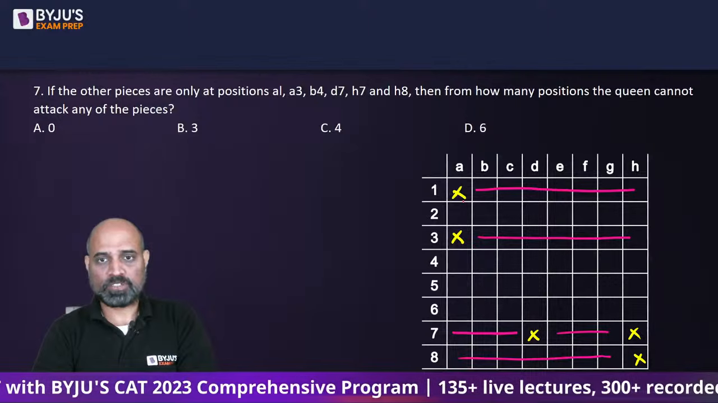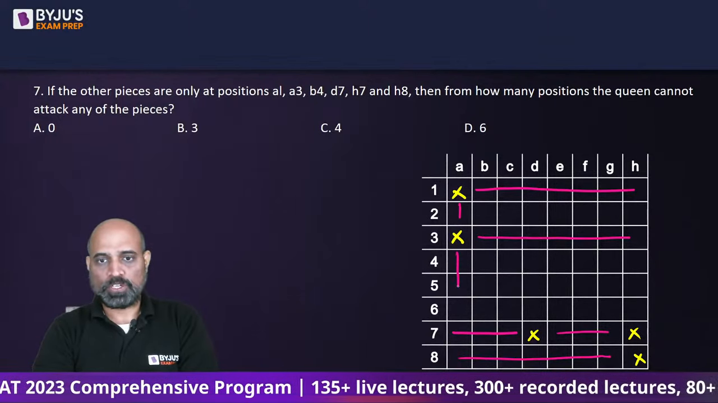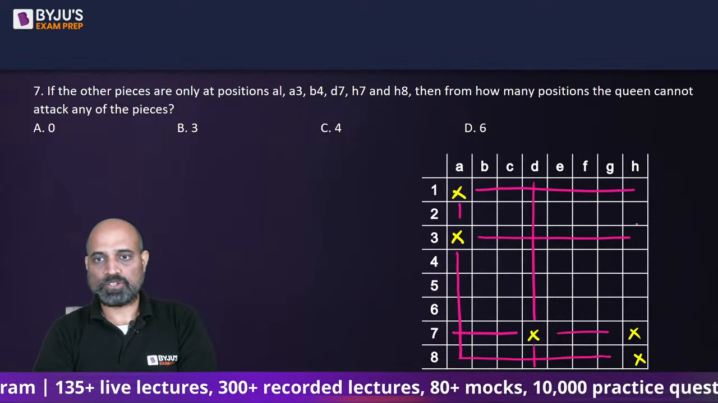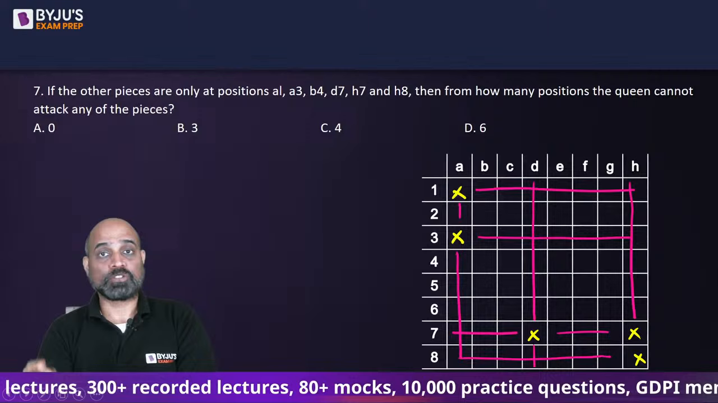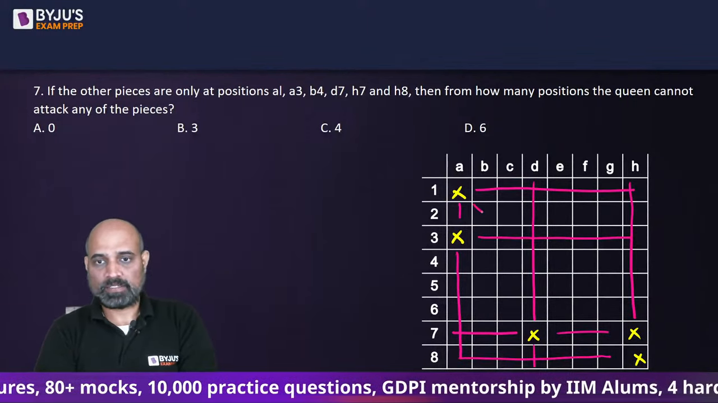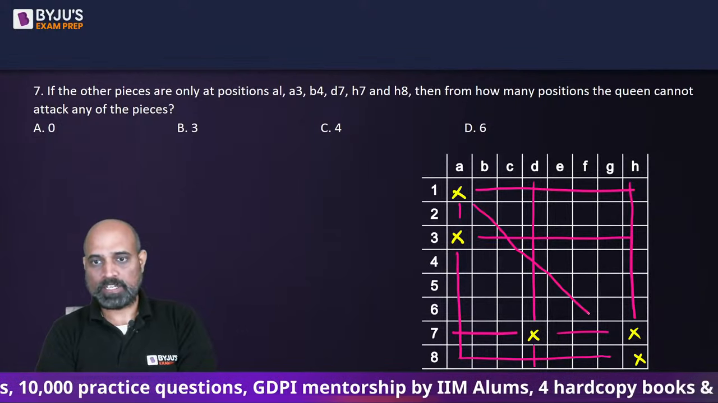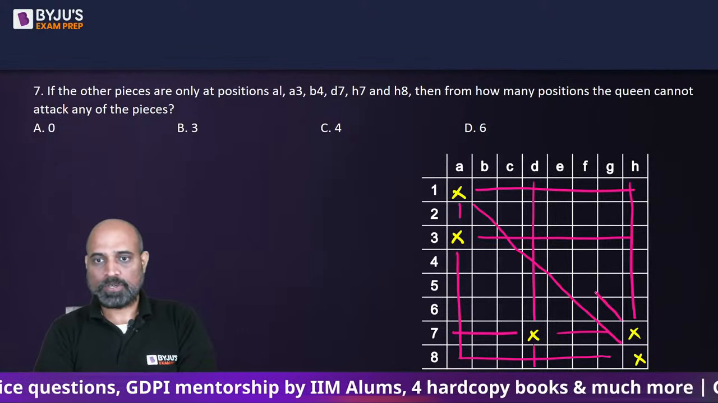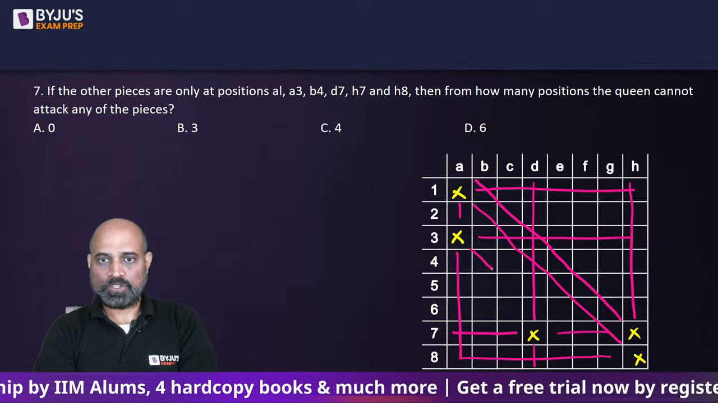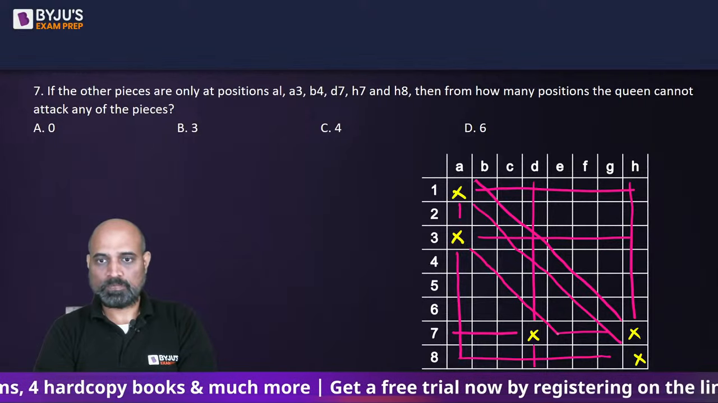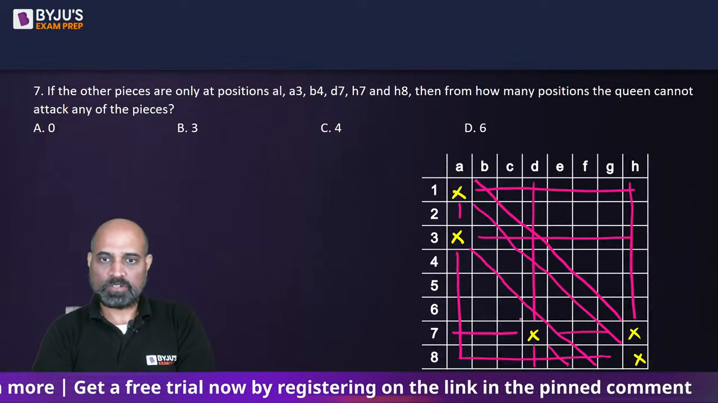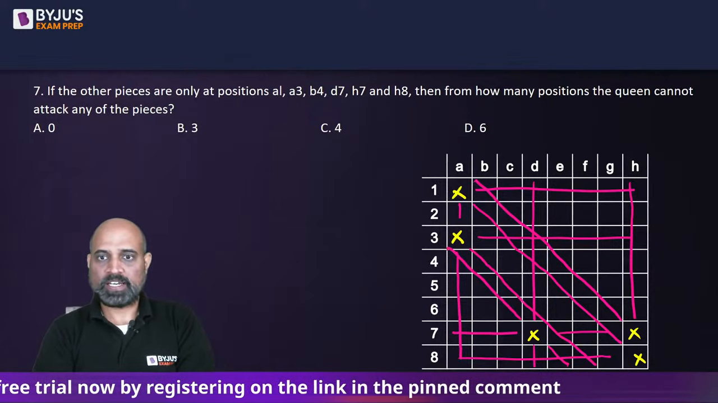Let's look at the columns. If I look at the columns, the queen should not be at column A, it should not be at column D, it should not be at column H, because then it will attack them column-wise. Next, let's look at diagonals. The queen should not be along this particular diagonal. The queen should not be along this particular diagonal. The queen should not be along this particular diagonal.